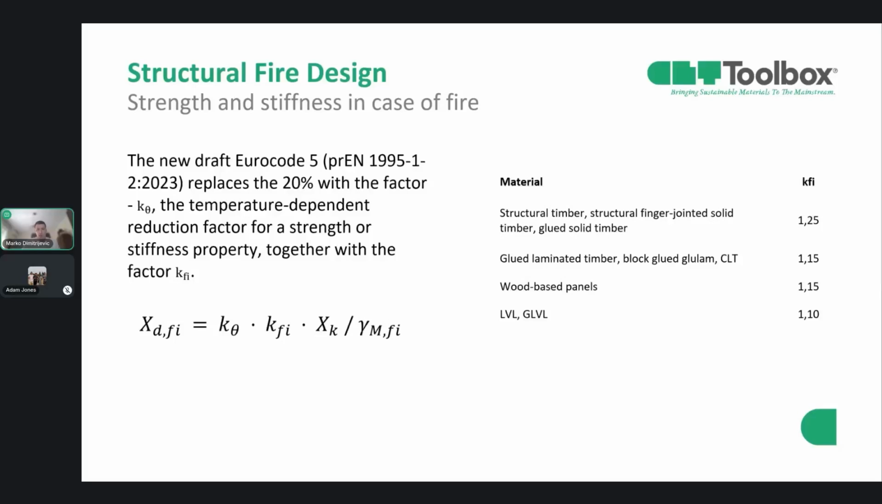So we have 125 defined for structural timber, finger joints, solid timber, glue solid timber, also 115 for both glue laminated timber, block glue lam, and CLT, 150 for the wood-based panels, and 110 for LVL.